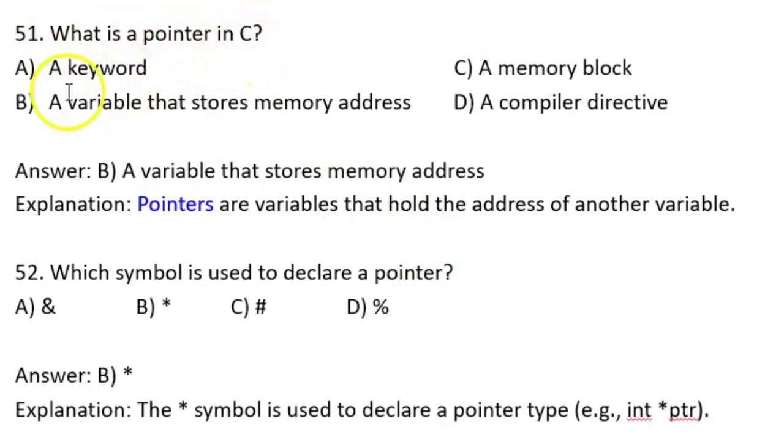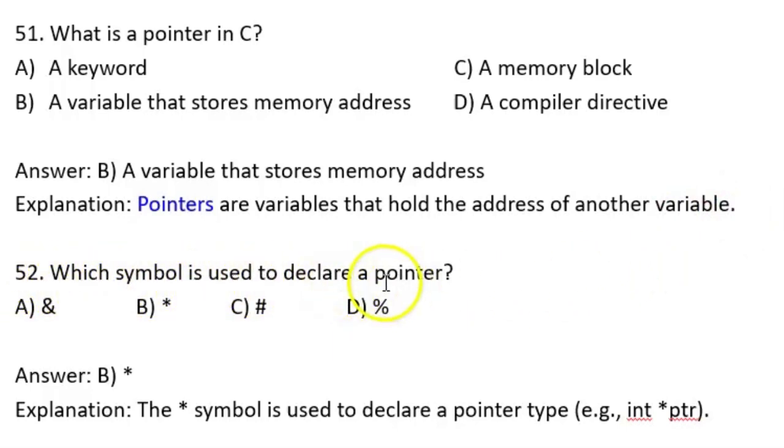Question 51. What is a pointer in C? A, a keyword. B, a variable that stores a memory address. C, a memory block. D, a compiler directive. The answer is B, a variable that stores a memory address. A pointer holds the address of another variable.